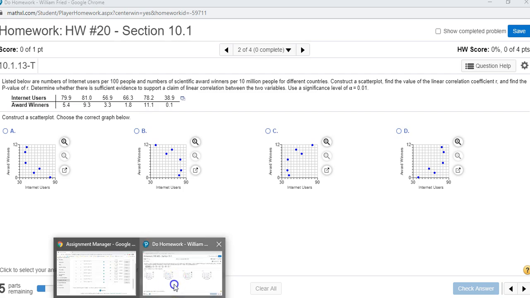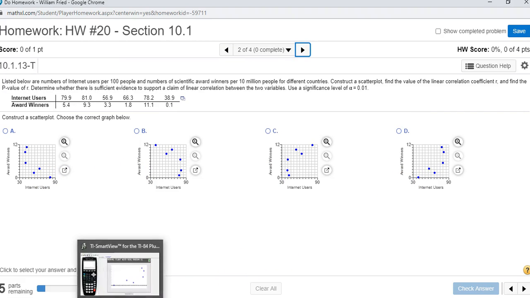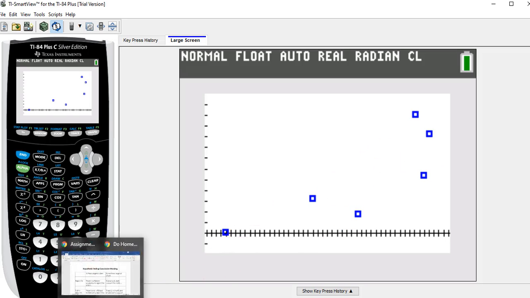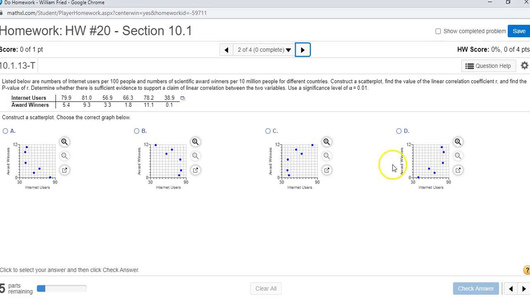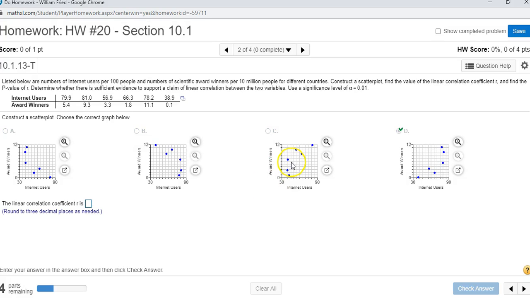So let me go back to the homework question. Which one of these scatter plots looks like the one on the graph? Let's look at these again. I think it's D, but let's look at the graph again. Yeah, I think that one looks like choice D here. So I'm going to go for choice D, check answer. Well done.